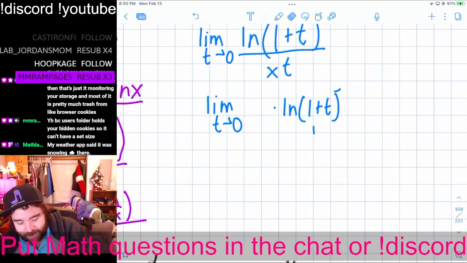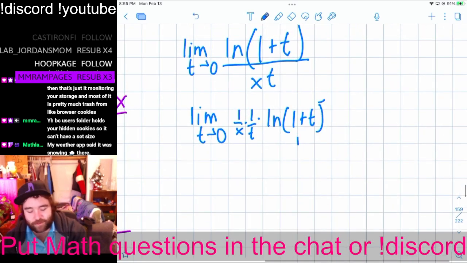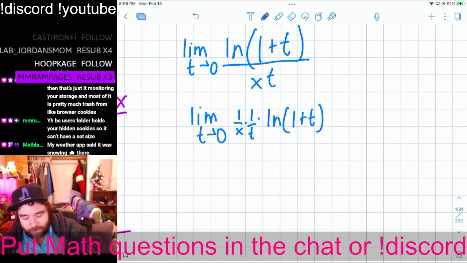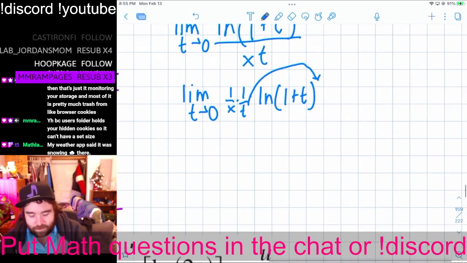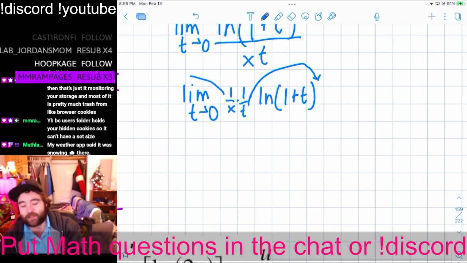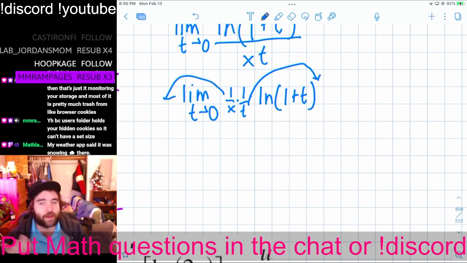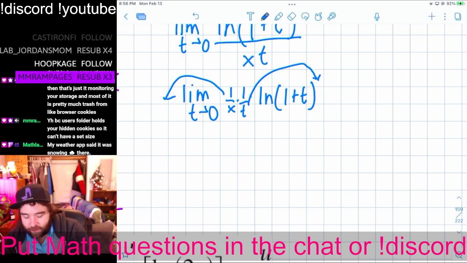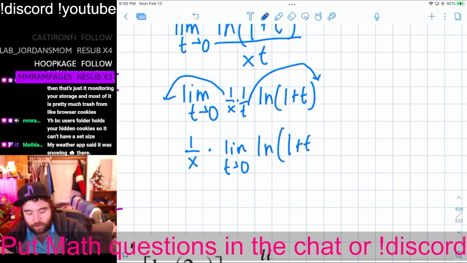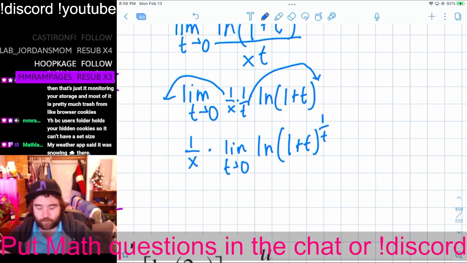Notice that this is 1 over x times 1 over t. So all we should really be doing here is moving this 1 over t up into the exponent. And since that has nothing to do with t, that's just a constant in this term. So we can pull that out to the front. And now we have 1 over x times the limit as t approaches 0 of the ln of 1 plus t to the 1 over t.